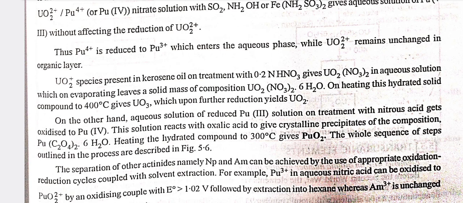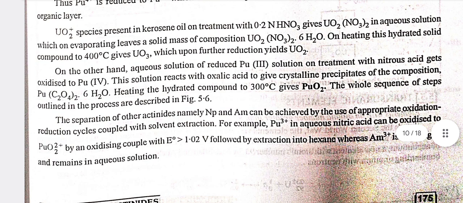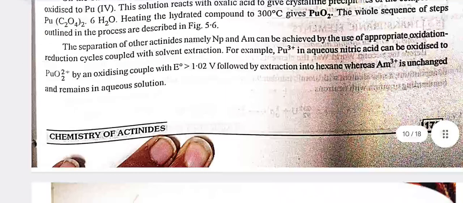Thus, Pu4+ is reduced to Pu3+. The UO2 2+ species present in kerosene oil, on treatment with 0.2 M HNO3, gives UO2 2+. On the other hand, the aqueous solution of reduced plutonium, on treatment with nitrous acid, gets oxidized to Pu4+.